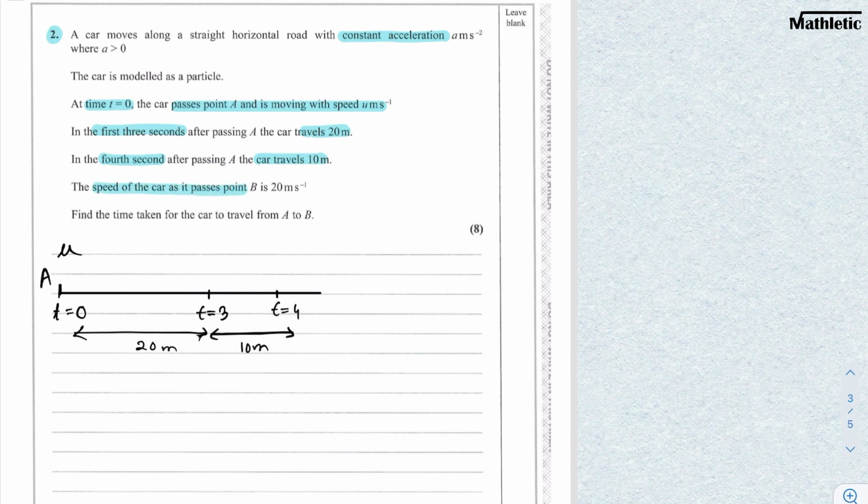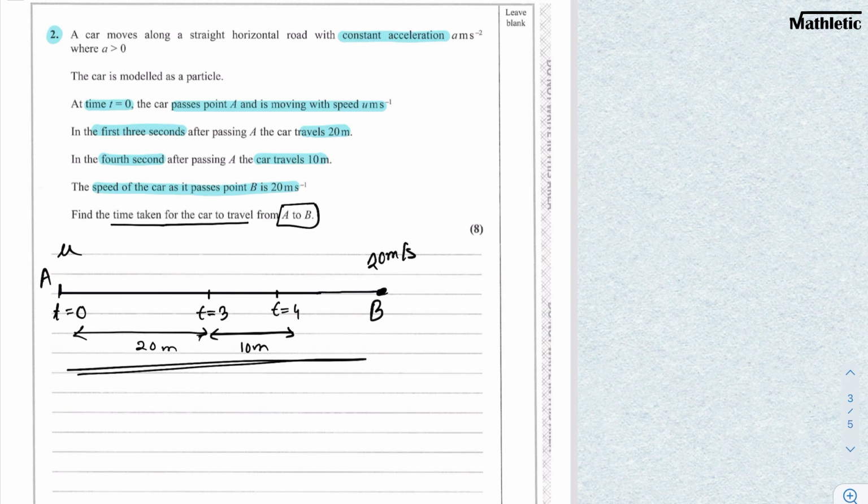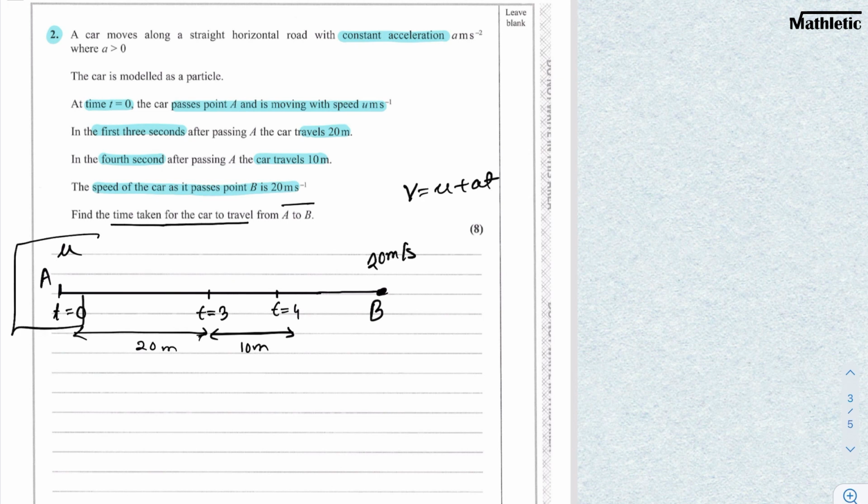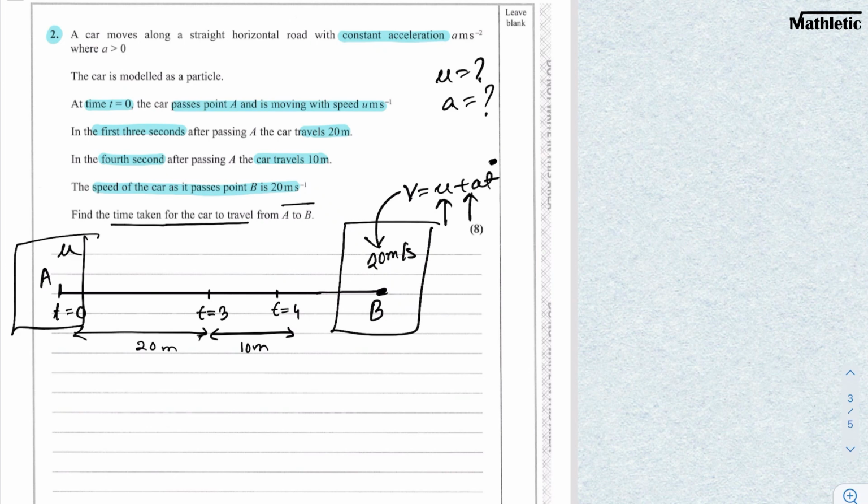The speed of the car as it passes B is 20. So we can assume that this is the final point B, and the final velocity here is 20 meters per second. And find the time taken for the car to travel from A to B, as in we need to calculate the total time duration. So for that, we can use the formula v equals u plus at. If we consider A as the initial point and B as the final point, we need the values for u and a, because v is 20. Only then we can find the value for t. So at first, we need the value for acceleration and the initial velocity at point A.